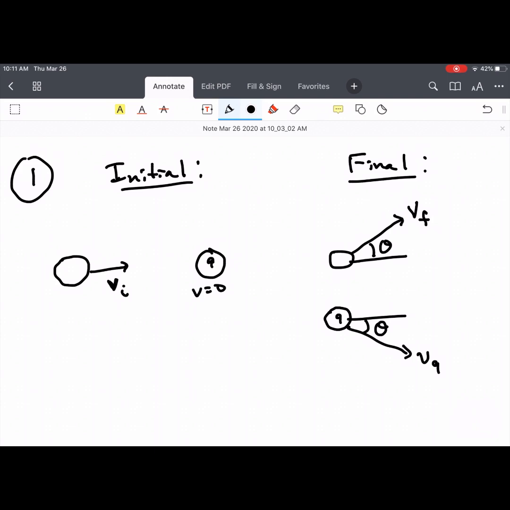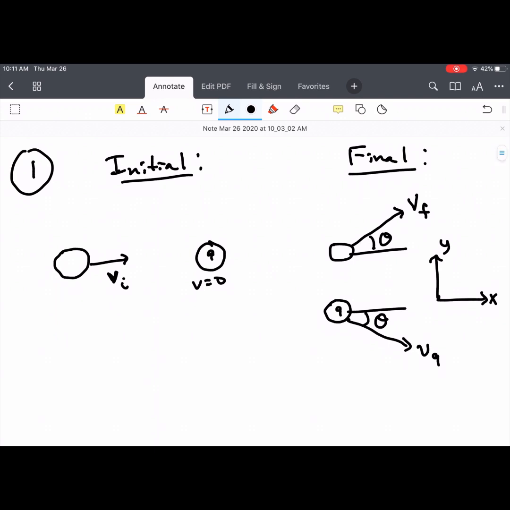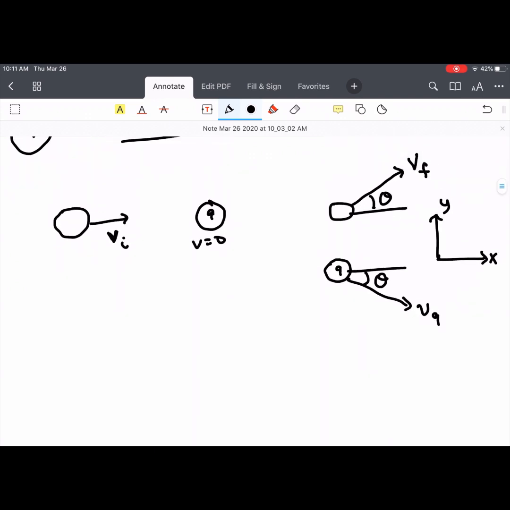And as you may have noticed on the slides, I introduced the following axes as usual. X is to the right, Y is pointing up. This is all happening within the plane of the billiard table. All right, so if we want to set up our conservation laws, let's start with conservation of momentum. Conservation of momentum will require us to figure out first, what is the momentum of these two balls?